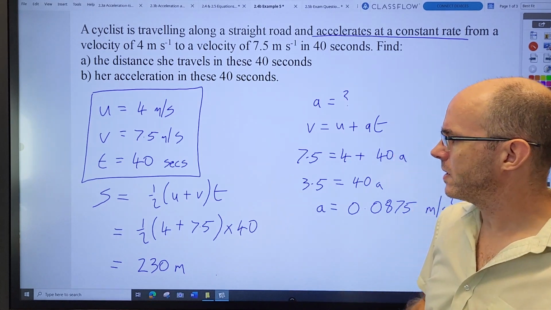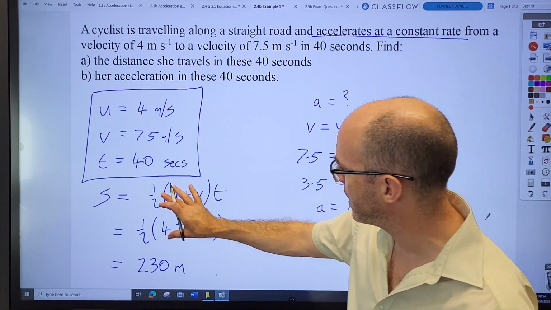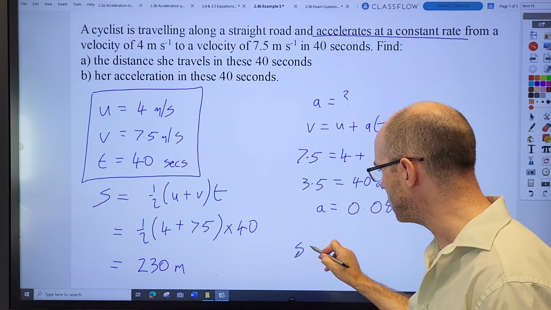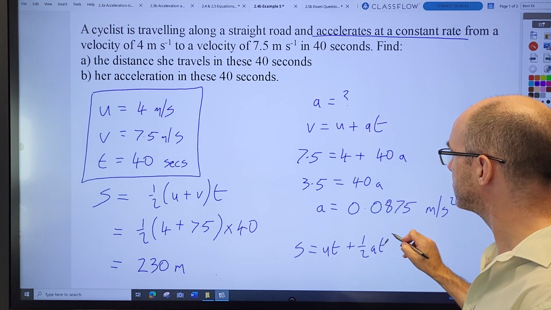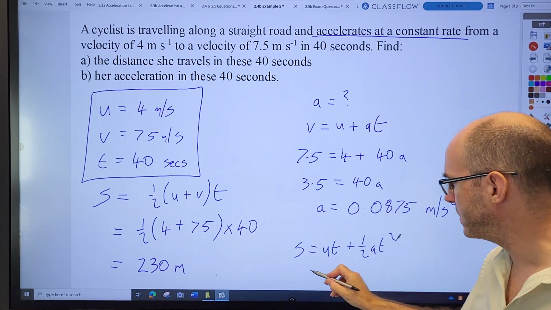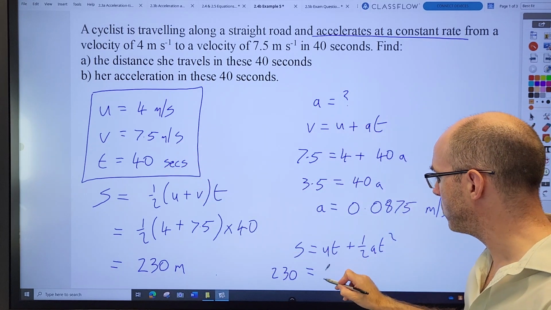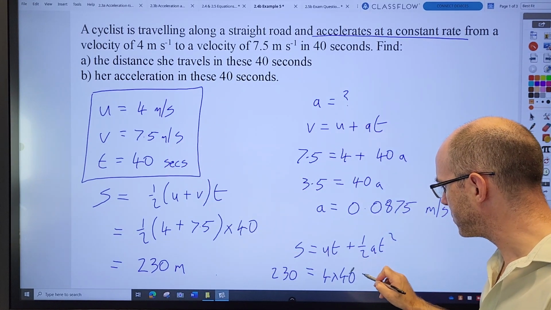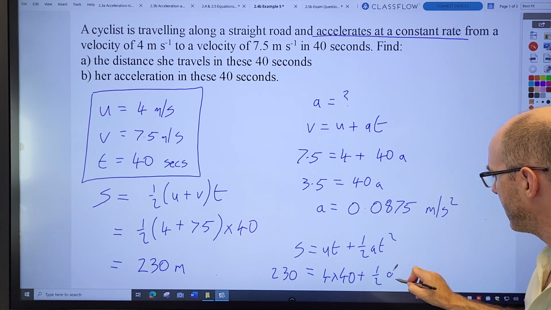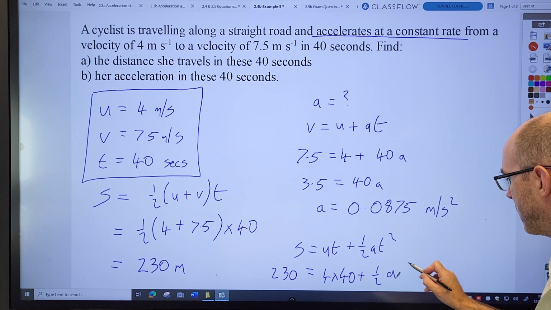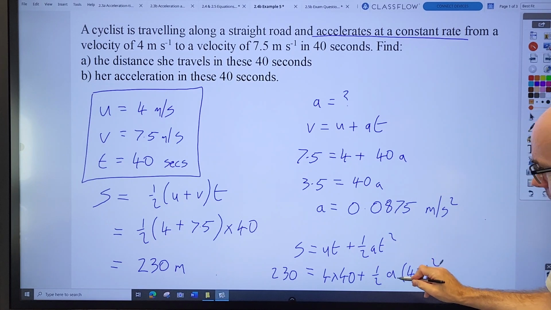Now, you may have picked out a different formula to be able to use this. For example, having found s, you might have chosen this one, s equals ut plus 1/2 at squared. And if you substitute in those values, 230 is equal to 4 times 40, added to 1/2, and then the unknown there, of course, is a, so I'll put it there, and then multiplied by t squared, which is 40 squared. Of course, you could use that, rearrange it, and you get the same answer.